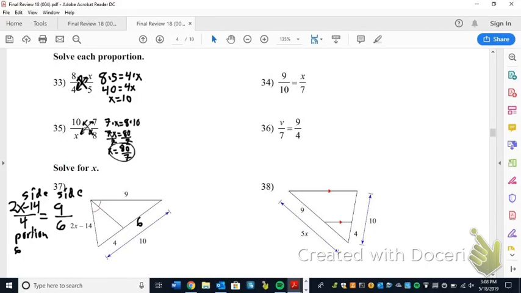Then we cross multiply. So we have 6 times 2x minus 14 equals 9 times 4. That gives us 12x minus 84 equals 36. We're going to add 84 to both sides. We get 12x equals 120. Divide by 12, and we get x equals 10.